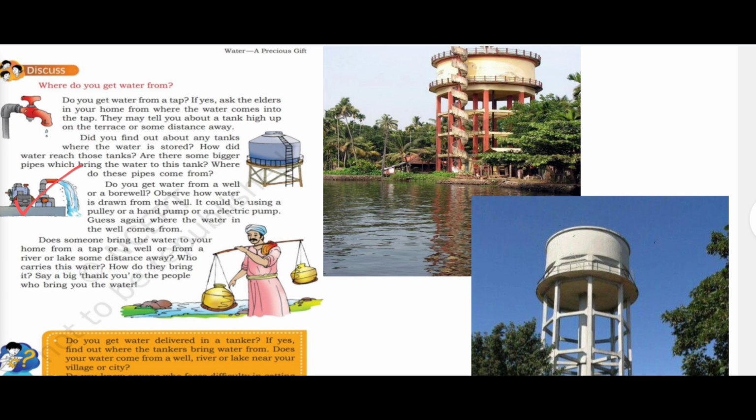Guess again where the water in the well comes from. So children, by now you all should be able to answer from where the water in the well comes from. Where does it come from? It comes from the groundwater. We saw that when it rains, what happens? The water that is collected, some of it gets absorbed inside the soil and reaches the ground level. So then it turns into groundwater.